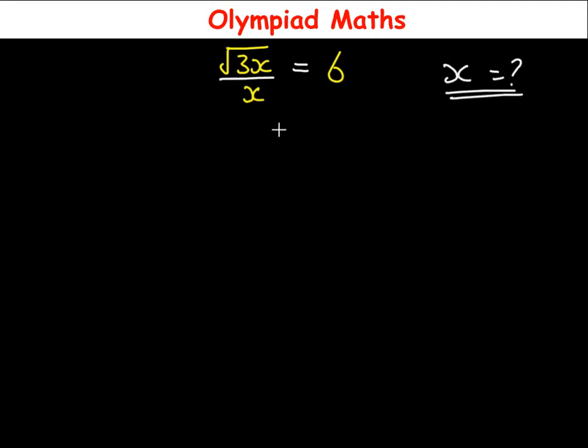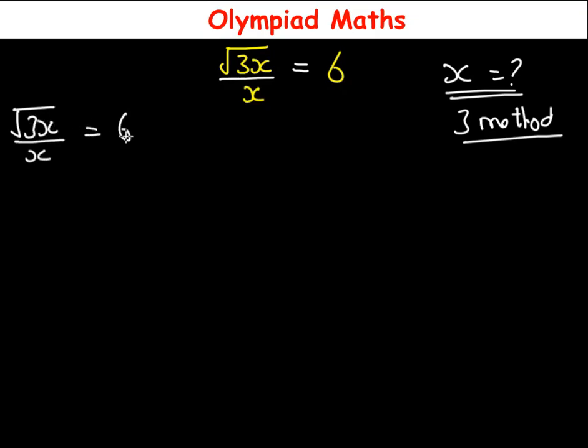Okay, so here's the catch. I'm going to use 3 methods to solve this question. Now for the first method, we have root 3x over x is equal to 6, right?